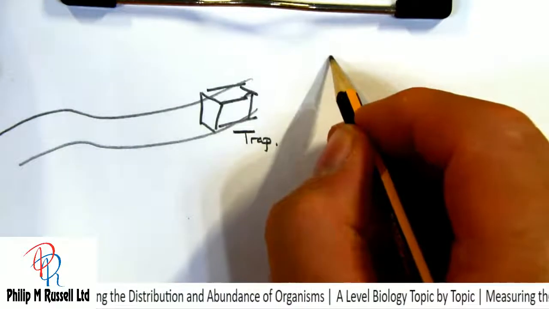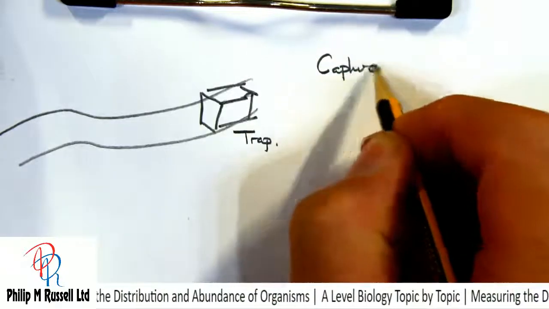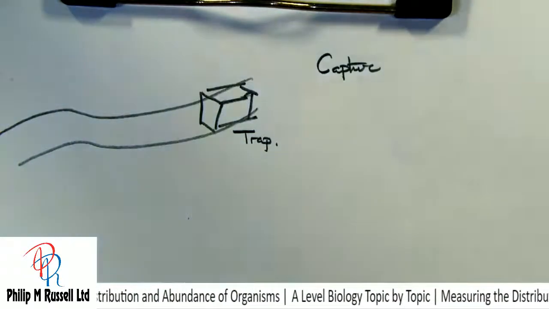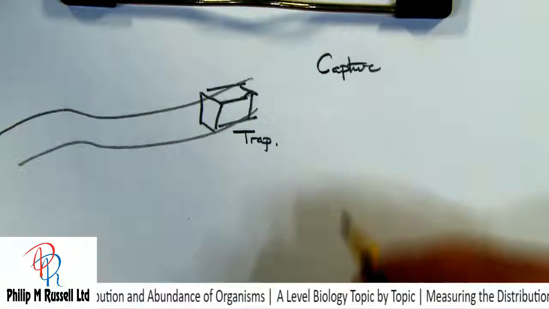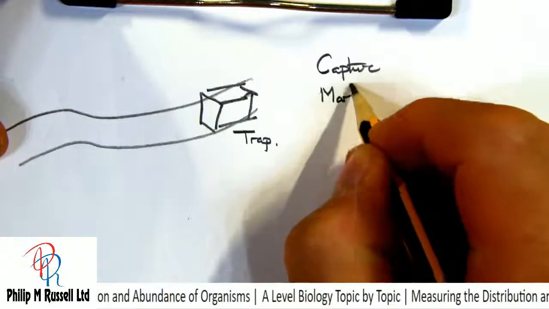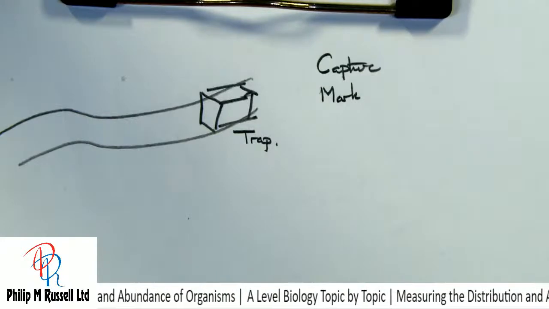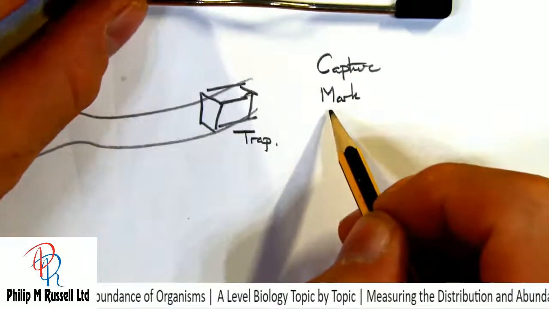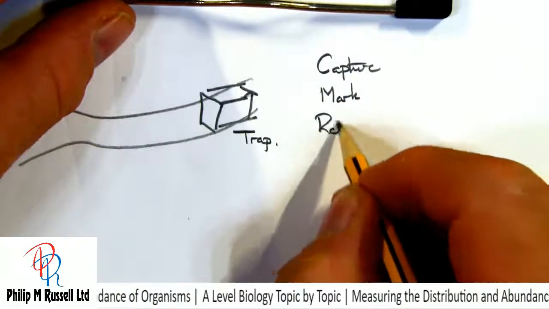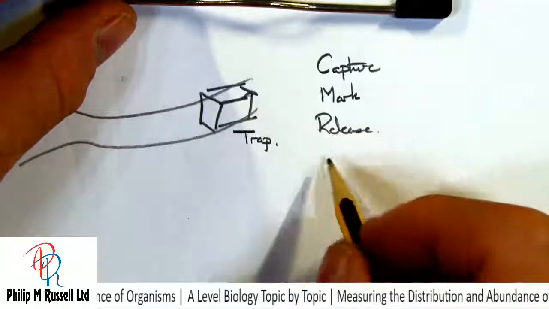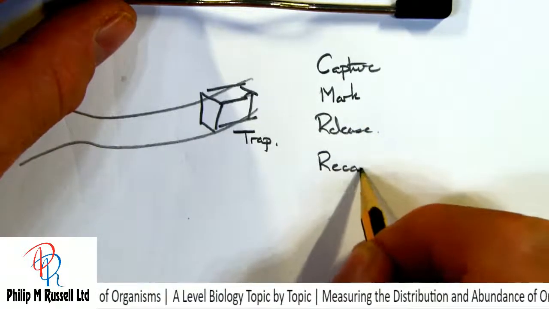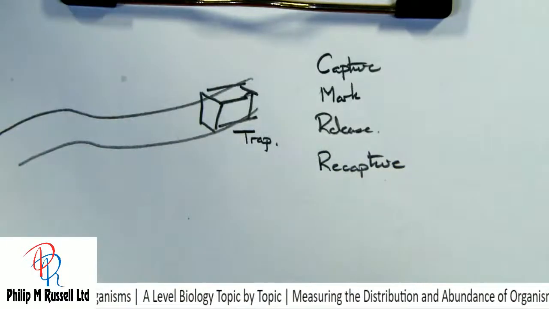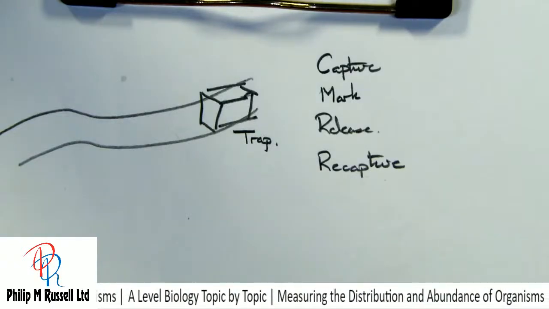Having done this, we then capture what we've got. We then mark it in some way that preferably doesn't harm. We then mark the creature. We then release. And then we repeat, so we may do some recapture, and we can then decide the size of the population.